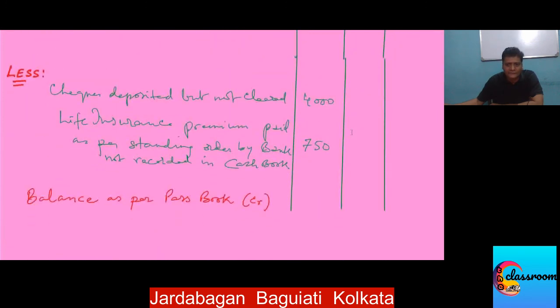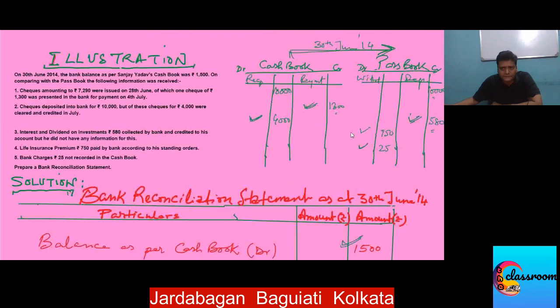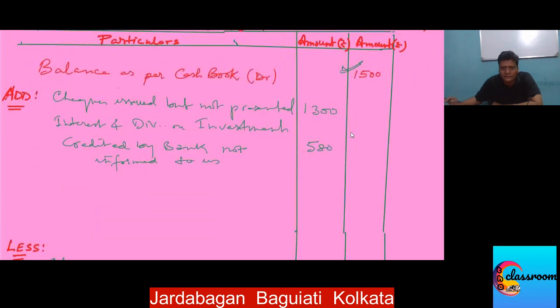So again we will write on the minus side. We will deduct this. Bank charges debited by bank, not recorded in cash book. It is 25 rupees. Now, having dealt with all the transactions, let us now check the balance.